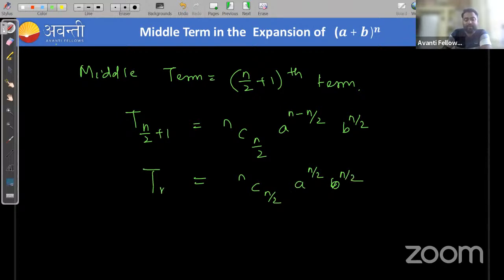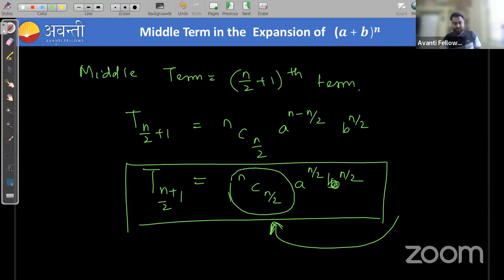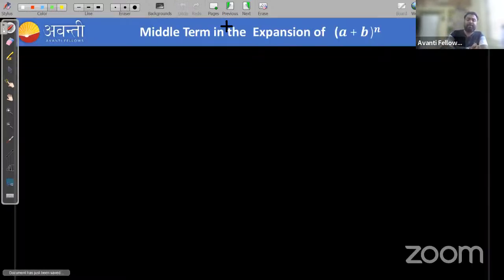So what is the middle term you are getting here? This is your middle term, that is nC n by 2, a to the power n by 2, b to the power n by 2. If the question asks, what is the binomial coefficient of the middle term? This will be the binomial coefficient of the middle term. Remember, this one is important also. So this is all about when n is even. Now we'll discuss if n is odd.